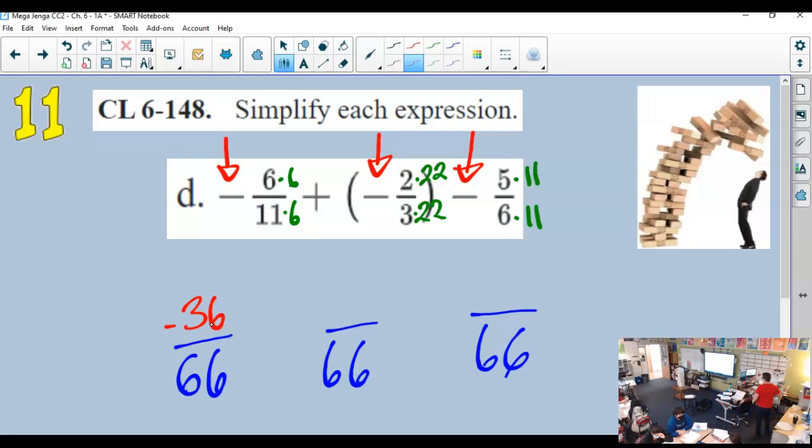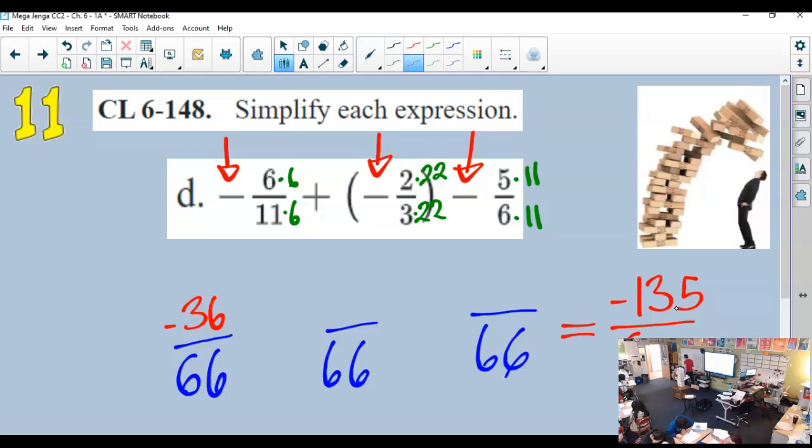Seconds. You do not have to reduce your answer. You do not have to reduce your answer. All right, Carmen, what does your team have? Negative 135 over 66 is correct.